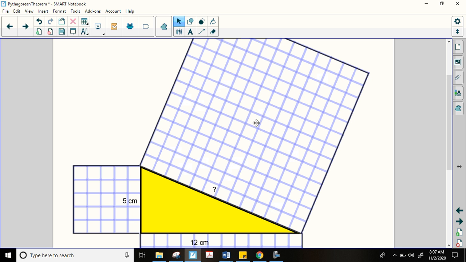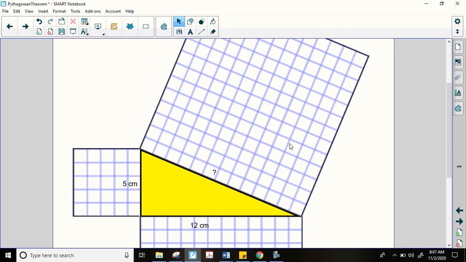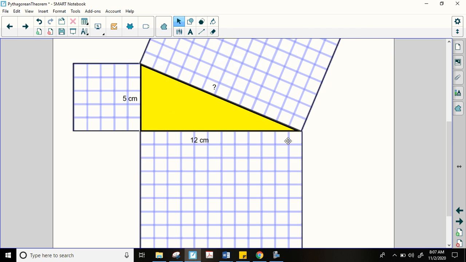Now, nobody wants to take the time to count up all of those squares. Are you joking me? That is not what we're here to do. So there has to be a better way of doing this, and that's what Pythagoras figured out and came up with a nice equation for us. So we're going to look at that in the next video.